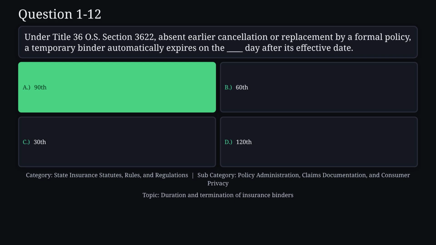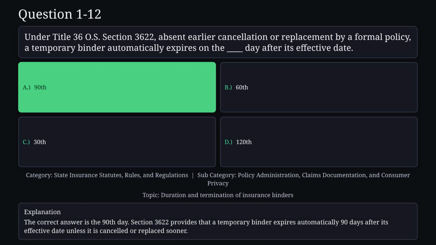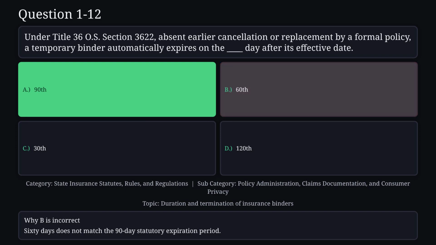The correct answer is A. The correct answer is the 90th day. Section 3622 provides that a temporary binder expires automatically 90 days after its effective date unless it is canceled or replaced sooner. Reason B is not correct.